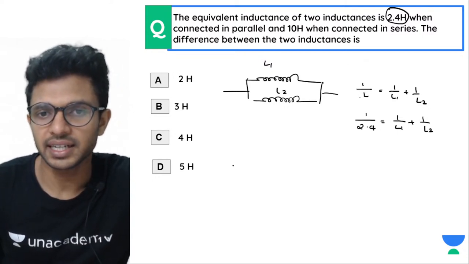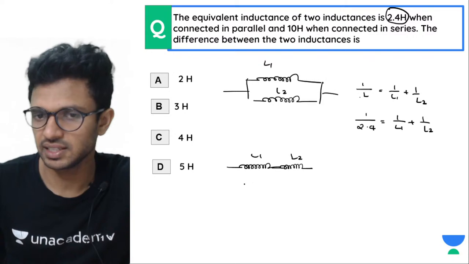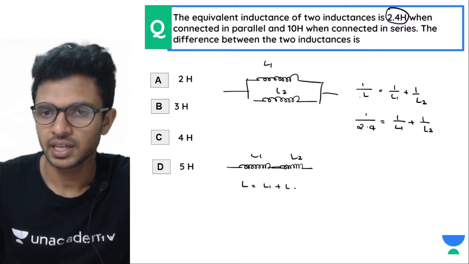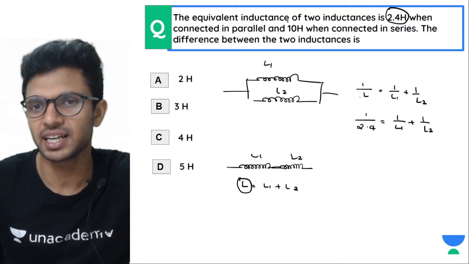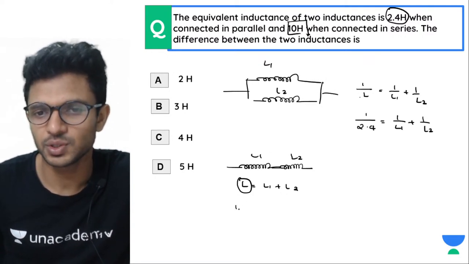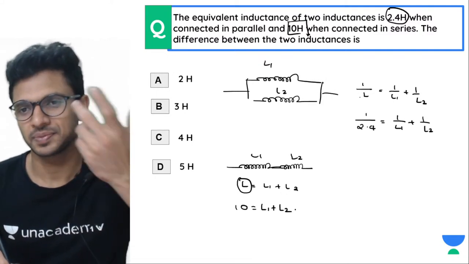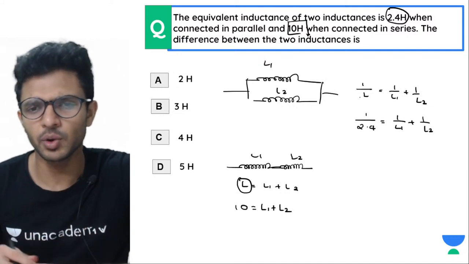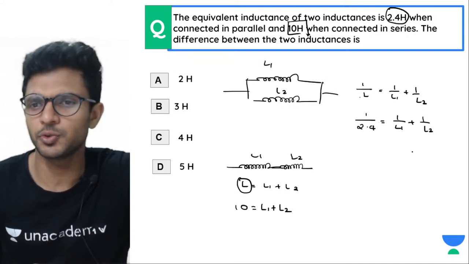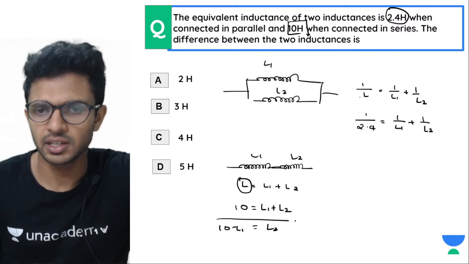Now they are connected in series. So we have the first inductor, then the second inductor connected in series. Equivalent value formula: L1 plus L2. What's the given value of the equivalent inductor? 10. Substitute: 10 equal to L1 plus L2. Simple, straightforward work. Now what you have to do? You can substitute for L2 here, right? L2 is 10 minus L1.